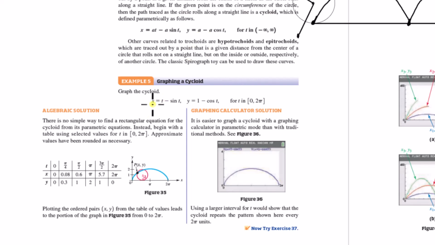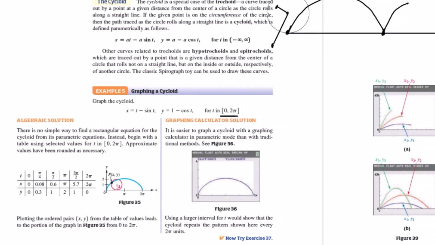Okay, so now they give an example to graph the cycloid. It would be difficult to try and get y as a function of x. You could try and use trig identities, but it would be difficult. But you can still just plot t, and we're restricted to this range of t. A lot of times that's the case with parametric equations. You have a restricted parameter input. Just plot some points and get the curve. There it is.